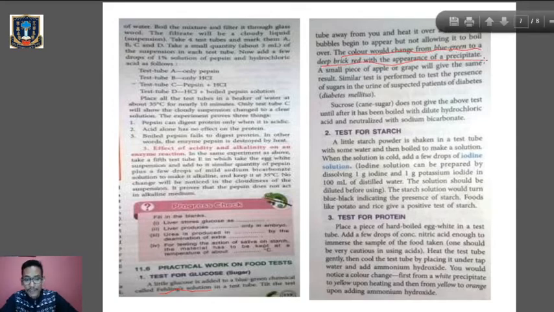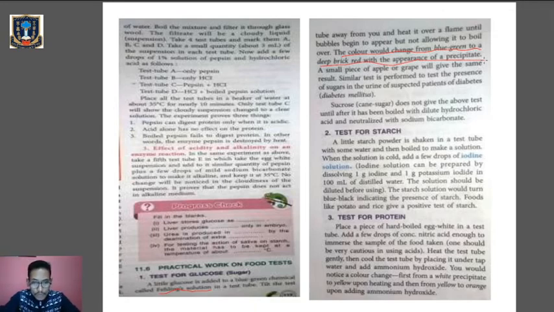The color will change from the blue-green to a deep brick red with the appearance of a precipitate. So what we are doing, we are putting a little glucose in a blue-green chemical called Fehling solution in a test tube. We are tilting the test tube and heating it, but we are not allowing it to overboil. So when we are heating it over a flame, we will observe a change in color. The blue-green color will change into a deep brick red color with the appearance of precipitate.